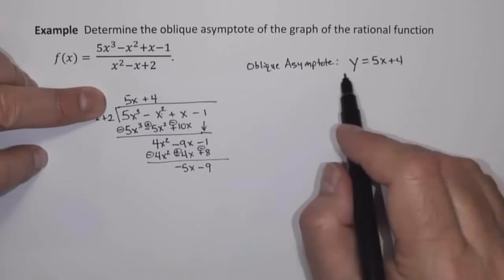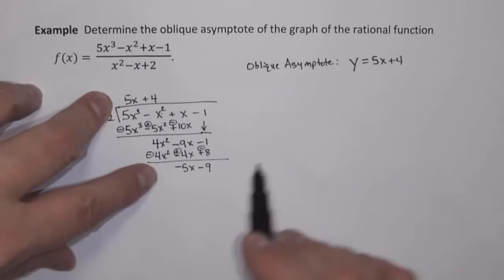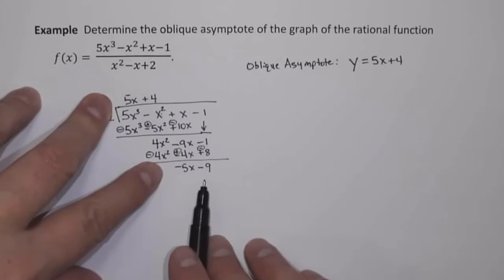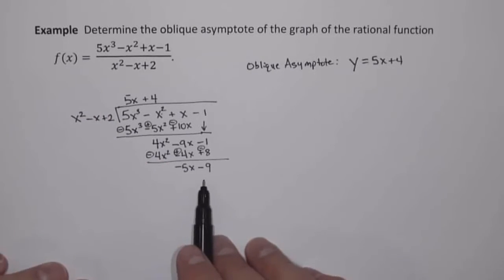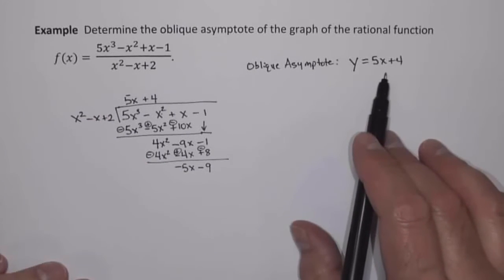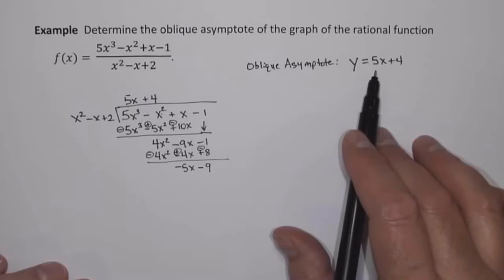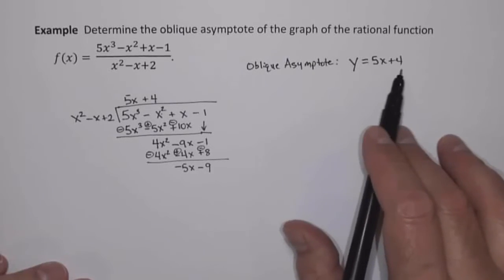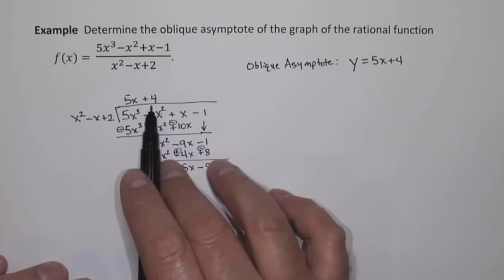The quotient gives us the oblique asymptote. We do not worry about the remainder for the oblique asymptote. So our oblique asymptote is the line y equals 5x plus 4. Again, the 5x plus 4 comes from this.